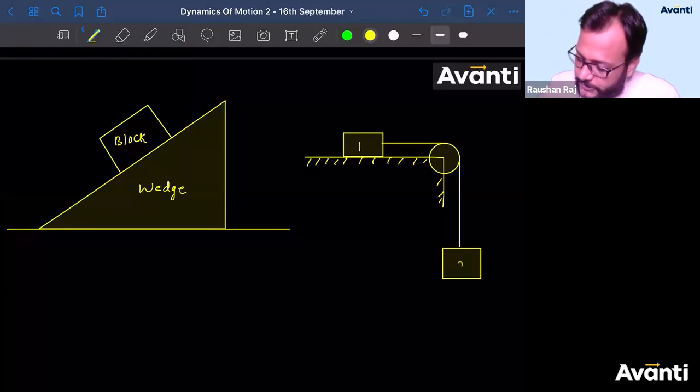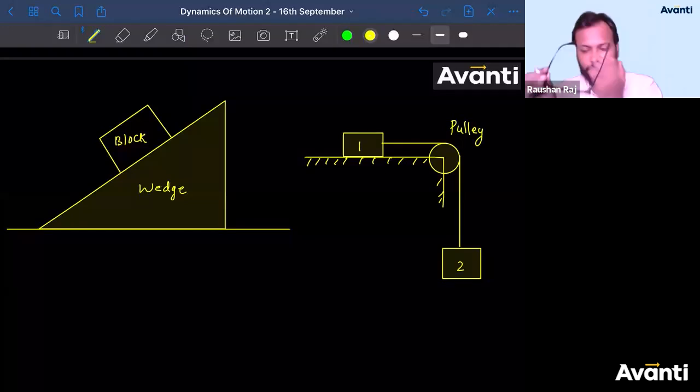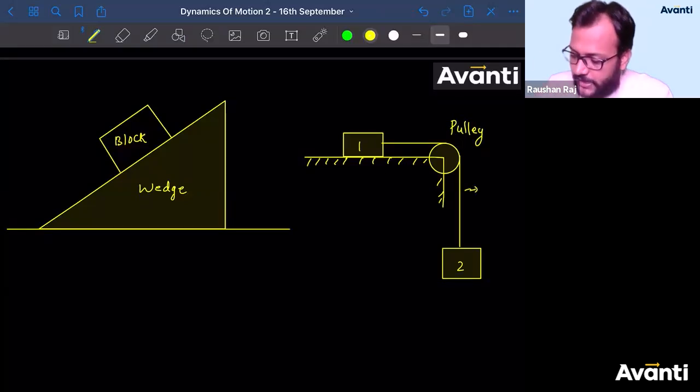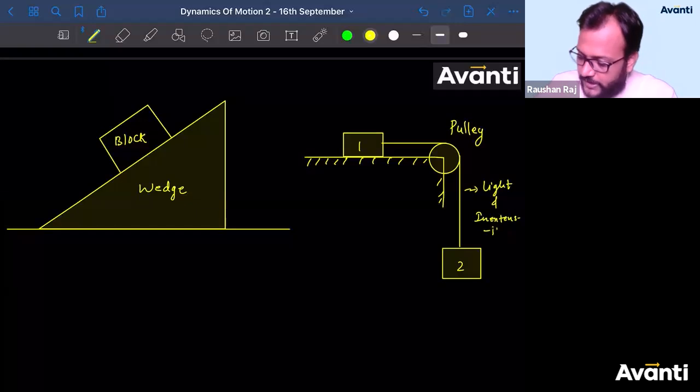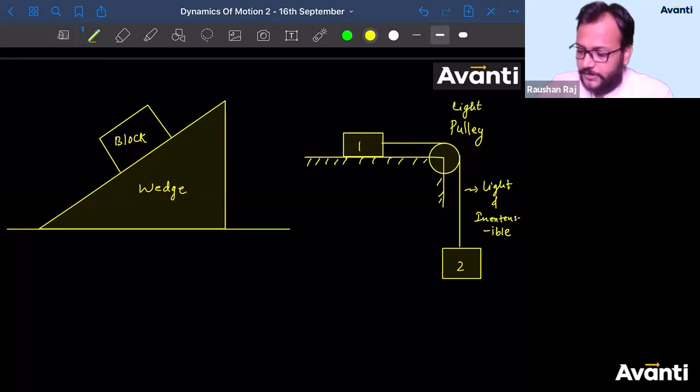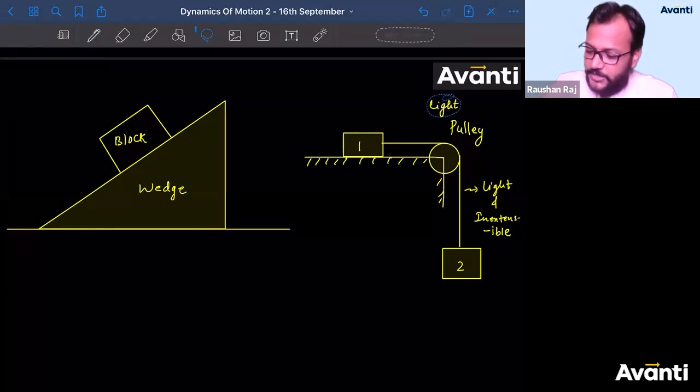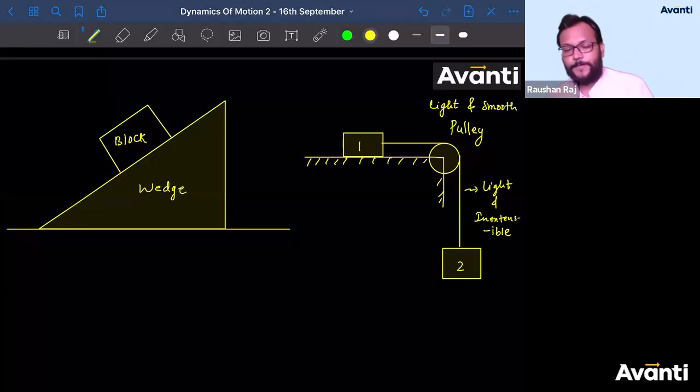This is 1, this is 2, and this is the pulley. ठीक है बच्चों लोग, ये हमारा पुली है, and this is light and inextensible. So the string that we have used is what? Light and inextensible. ठीक है, the pulley is light and smooth. I'll let you know the meaning of this. So draw the free body diagram of these two blocks and the pulley. Okay, चलिए.